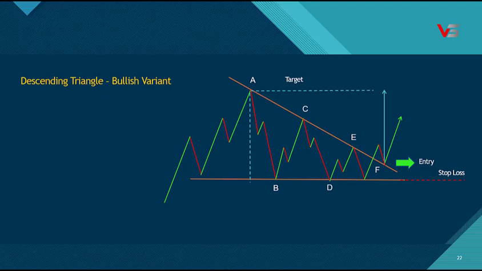This is the descending triangle pattern for the bullish variant. The bullish variant is determined by how the pattern forms. The following two conditions will determine the bullish variant. Number 1. The opening movement of the pattern should be a bullish move in an uptrend. Number 2. Breakout of A, C, and E.